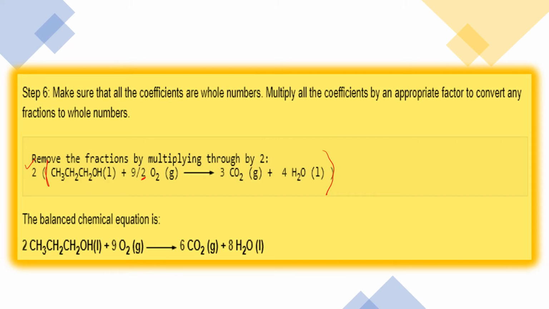So since I'm multiplying every term by 2, 9 by 2 times 2 is just 9. 3 2s are 6. 4 2s are 8. So the balanced equation is this.